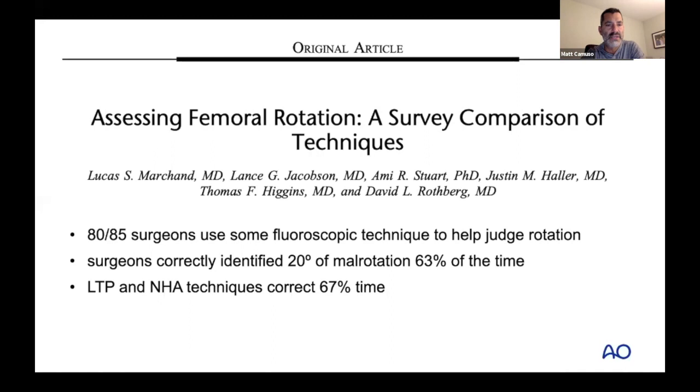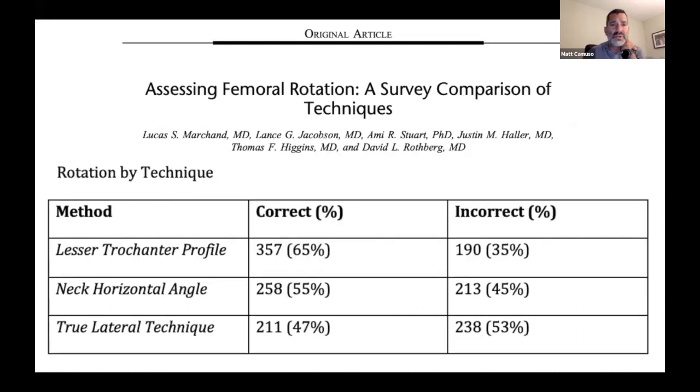That is, they could identify the 20-degree malrotation about 63% of the time. If you just took out the true lateral technique that Tornetta described, then it was even better. They could identify it correctly 67% of the time. So that's, I suppose, pretty good.